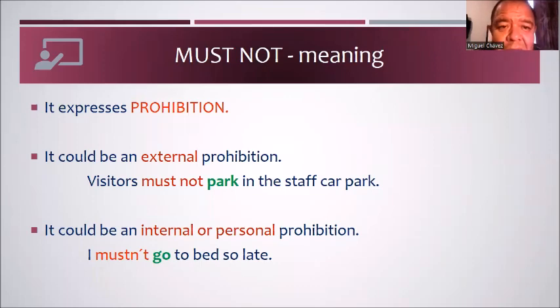Mustn't, when used in the negative, expresses prohibition. It could be an external prohibition: Visitors must not park in the staff car park. It could be an internal or personal prohibition: I mustn't go to bed so late. Then with must not, we can express both, again, external or internal prohibitions.